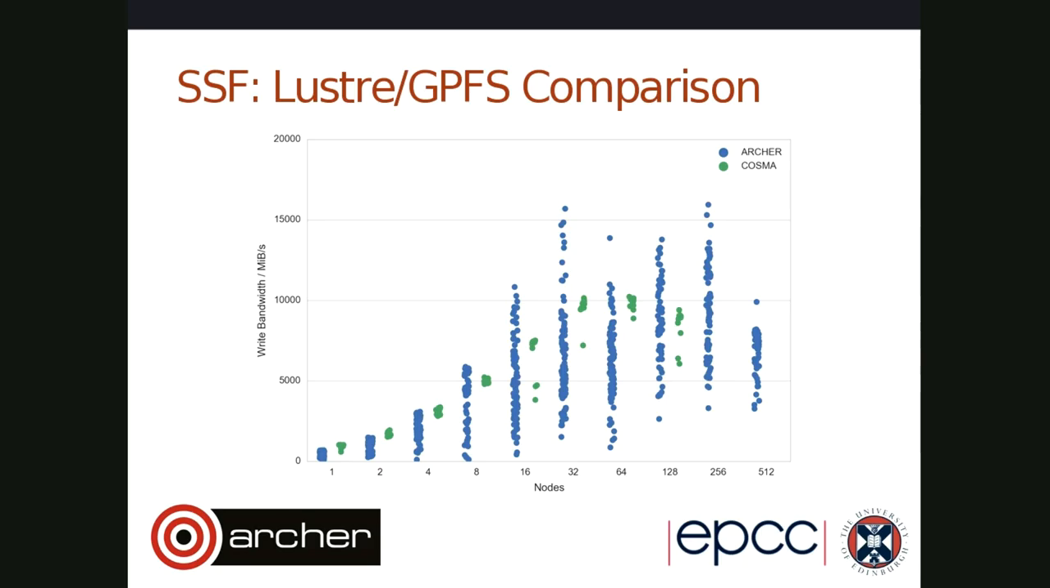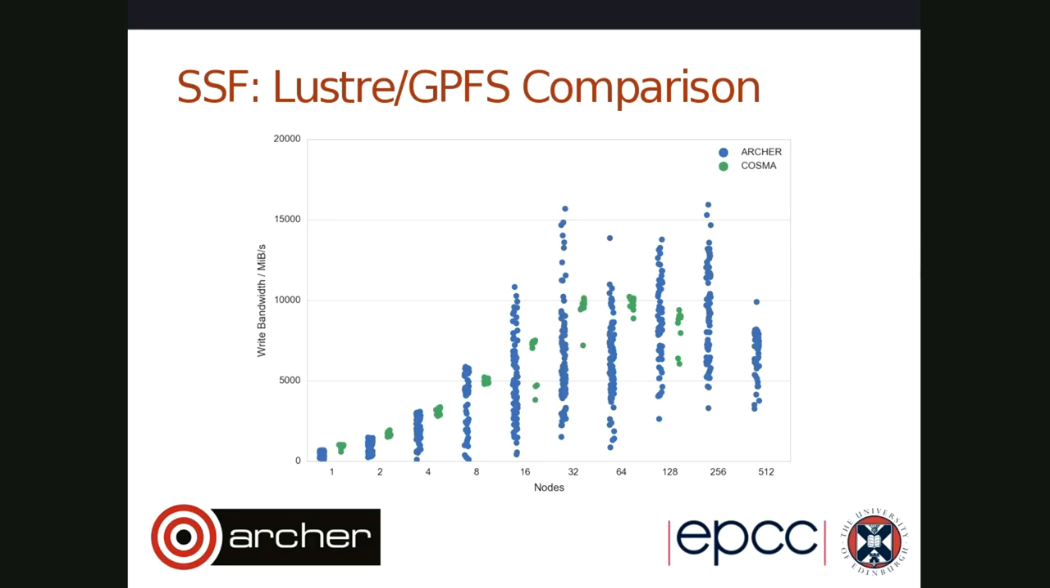But you do see also that there's probably less variation in the GPFS performance. I can't be 100% certain about this because we have less data points on the GPFS file system. So any conclusions drawn in terms of variation of performance need to be taken with a little bit of a pinch of salt, because we haven't had a chance to do as many runs on the COSMA system as we have on the Archer system. But it does look like the GPFS gives you more consistent performance.